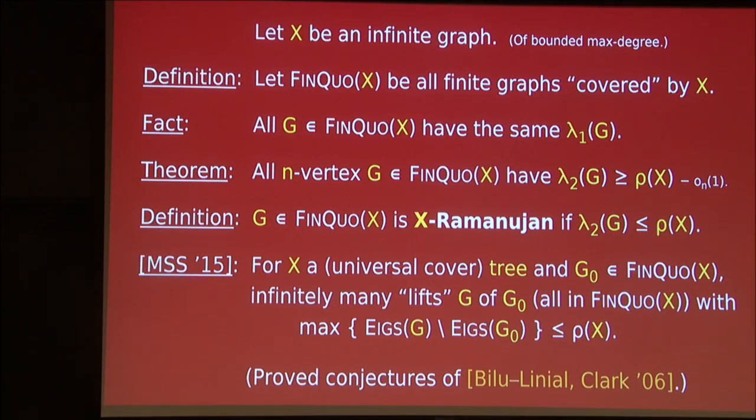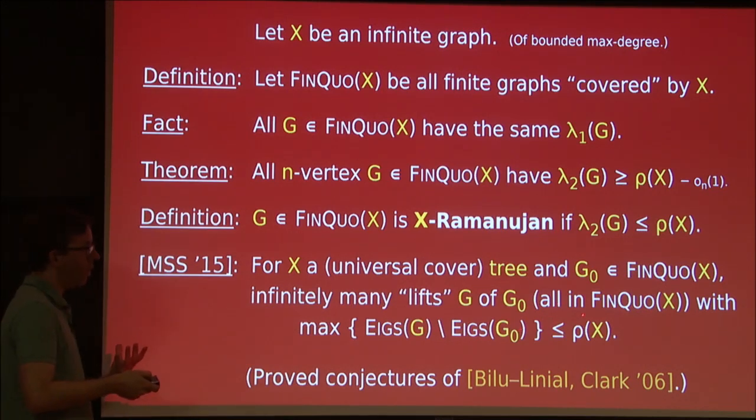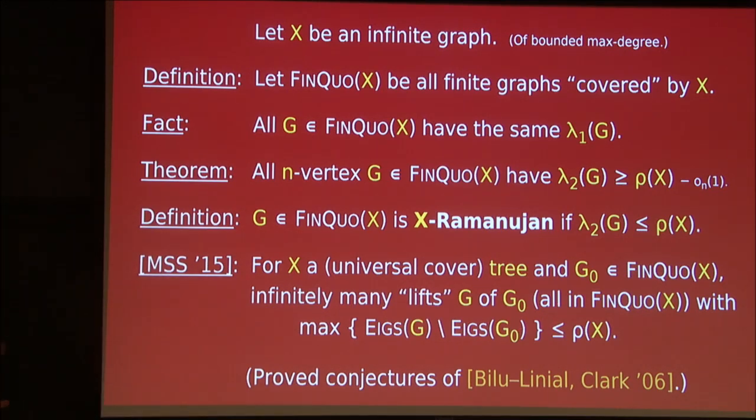But actually, if you look carefully, they say in their paper, but they don't make a big deal of it, they do it for any infinite tree that covers at least one graph. In particular, they show a bit of a subtle thing. They show that if X is any infinite tree, and G0 is some finite graph covered by this tree, then there are infinitely many lifts G of G0. These lifts are bigger graphs constructed in a way that I will describe from G0. They're bigger finite graphs, and they have the property that they're also all covered by this tree X. There are infinitely many such lifts G for which a good thing happens for the eigenvalues.